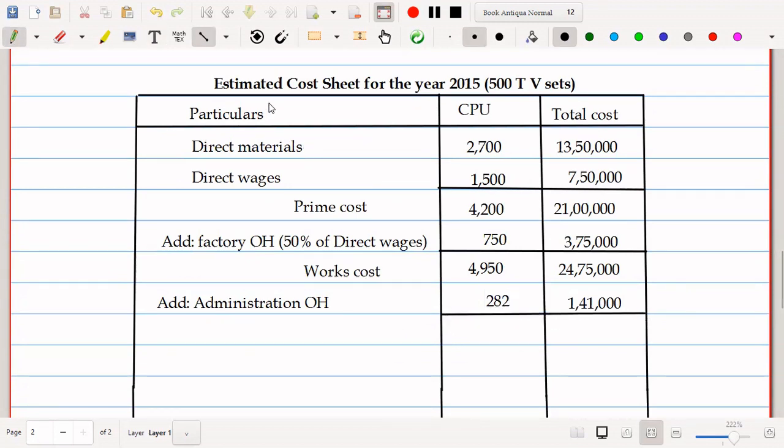Let's total this. When we total this, what will be the amount? Let's check. 5,232 is the per unit cost, and let's see the total. It comes to 26,16,000. Okay, so this is the cost of production.